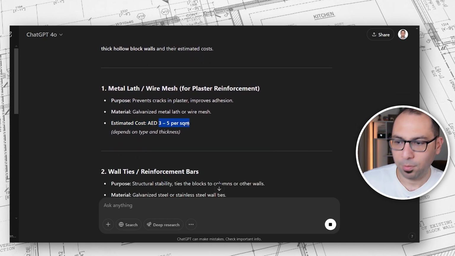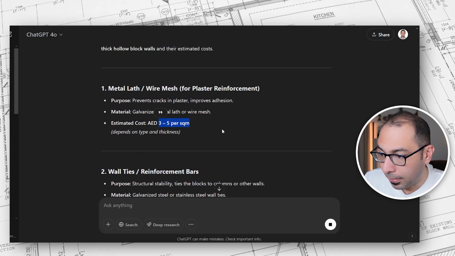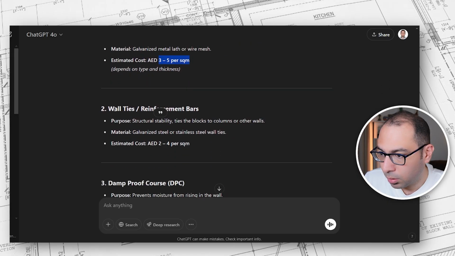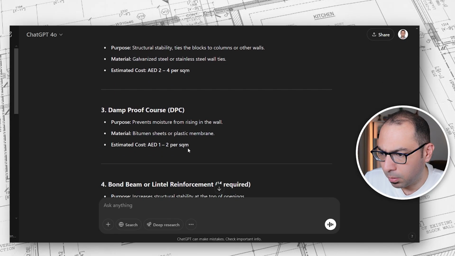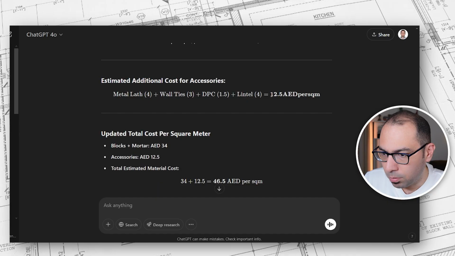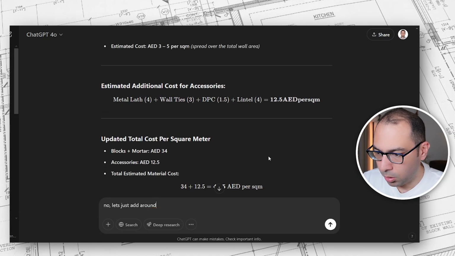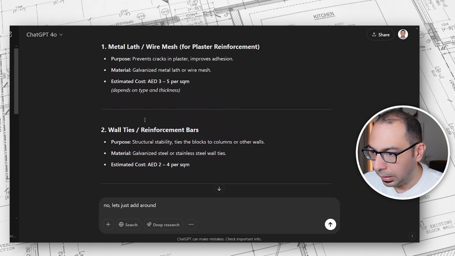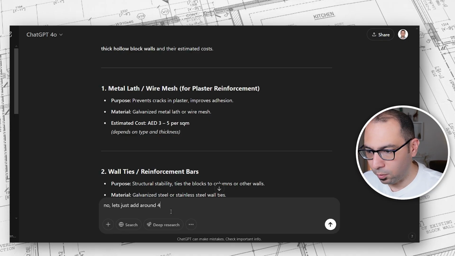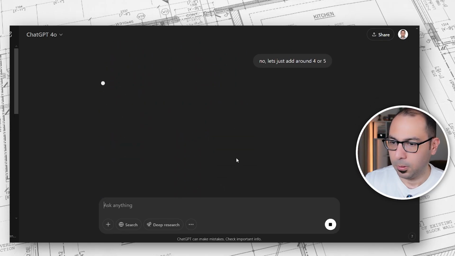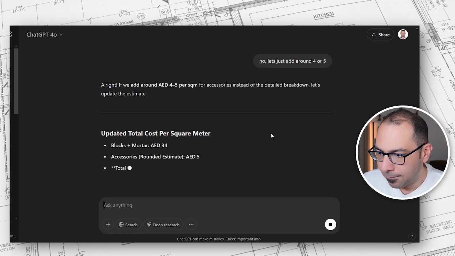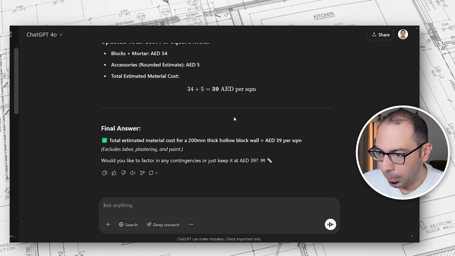Okay, so between 3 to 5. And this is actually in the right range, the range that we usually use in the projects. Okay, so metal lath, wire mesh. Here, wall ties, reinforcement bars, damp proof course, no. No. Let's just add around how much here we're getting. For the metal lath, okay, so around 4 or 5. Okay, so that's 34 plus 5, it's 39.